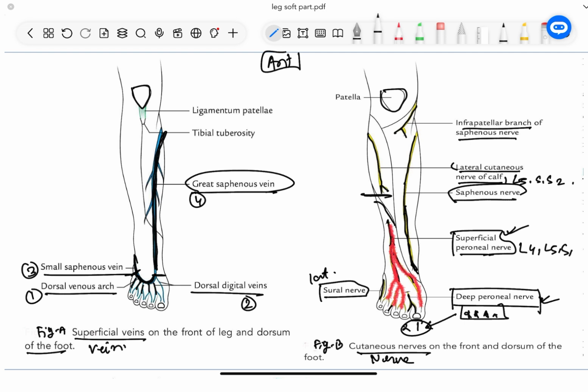And these small branches are the digital branches of the medial and lateral plantar nerve. The distal part of the dorsal aspect of the toe is supplied by the digital branch of the medial and lateral plantar nerve. That's all about the anterior aspect. Now, if we look at the posterior aspect, how the nerves are distributed.